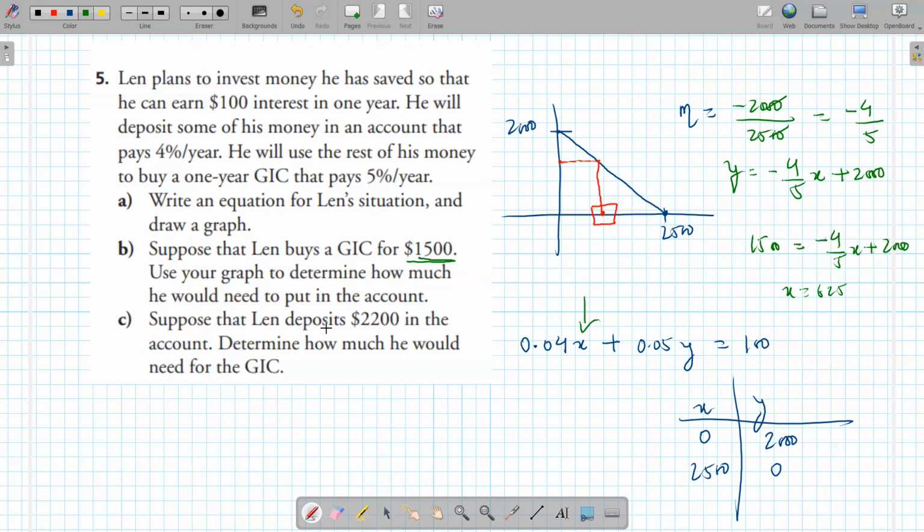Same thing for part C. Part C, now he's putting $2,200 in the X. How much does he need to put for the Y? Very simple. Just plug X as $2,200, like that.